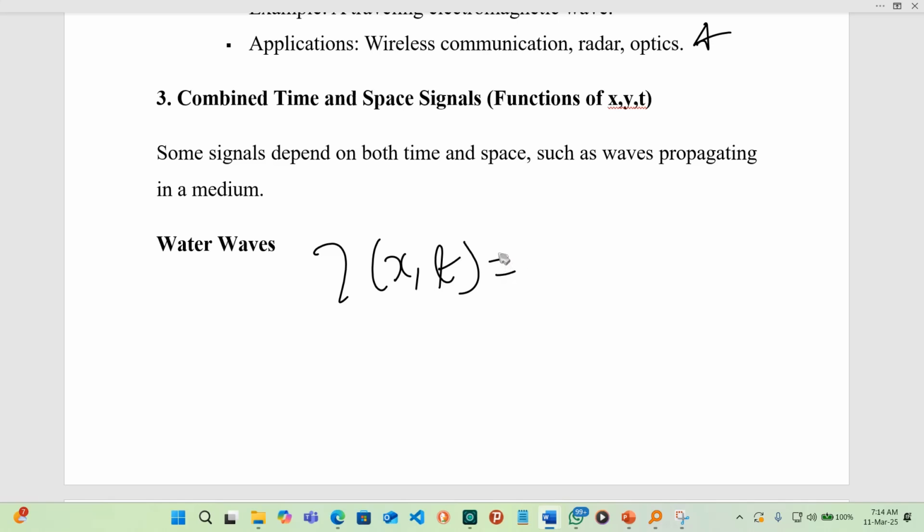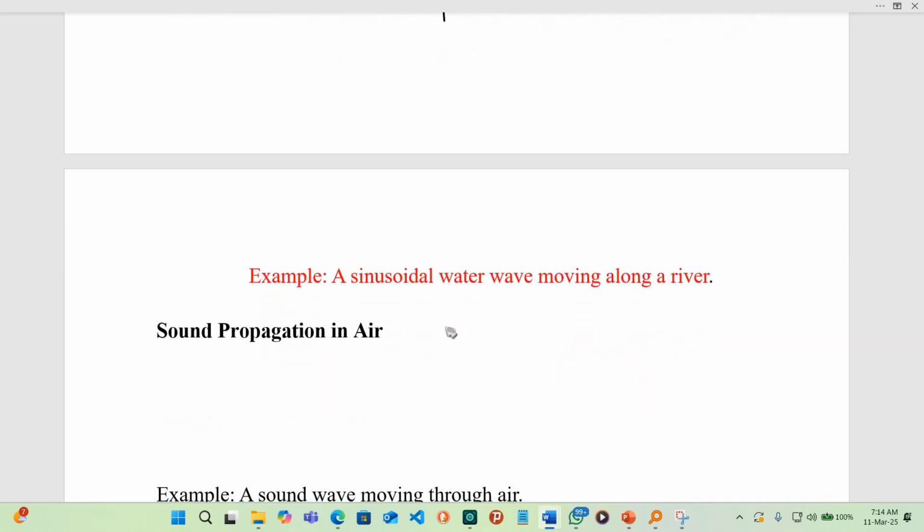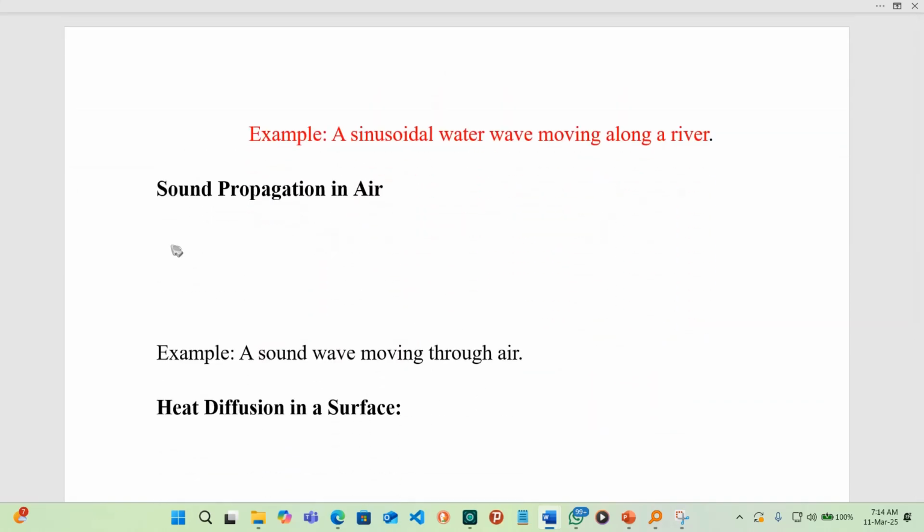equivalent to, again, you can have A cos, maybe kx minus omega t. So this one, you can see it is depending on space, that is x, and time. Then you can also see this in sound propagation. You can have a sound wave moving through air, and this can be represented by such an equation.